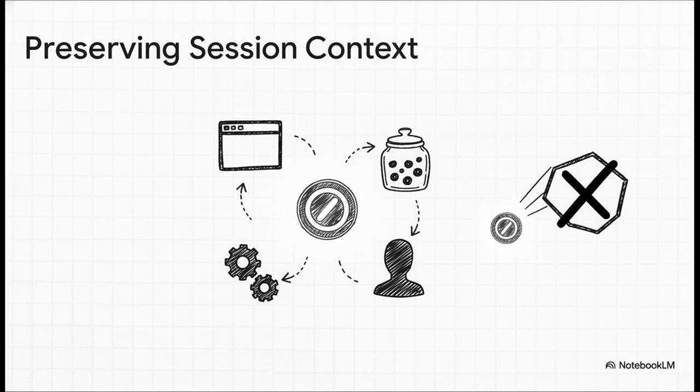If you take that shiny new token and hand it off to a completely different HTTP client or fresh cookie jar, the downstream verification is going to look at it, realize the context doesn't match, and reject it outright.